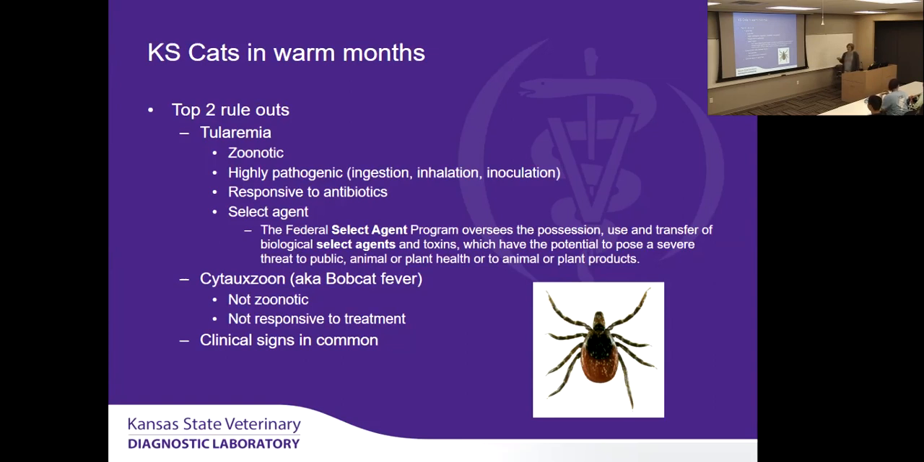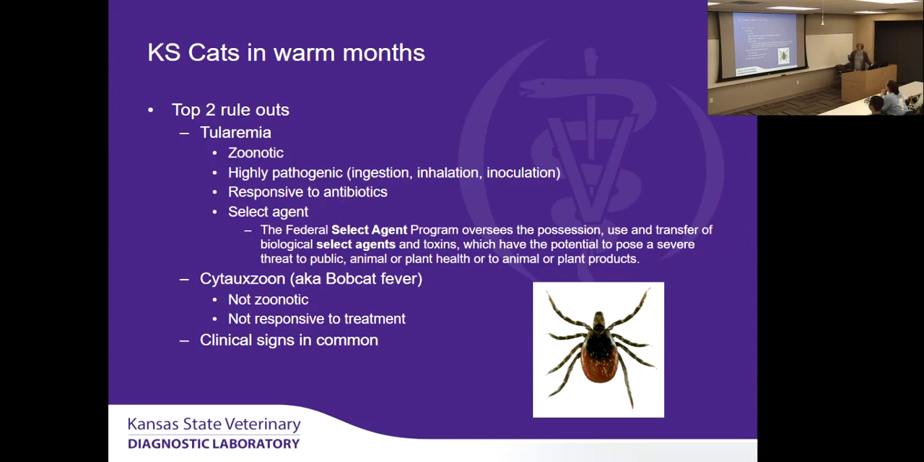So again, it comes from ticks. Tularemia, the cat can eat the tick and become infected. You can inhale bacteria and become infected in your lungs, or inoculation. If you stick yourself with a needle or cut yourself during a necropsy, you can put the bacteria directly into your body that way as well.